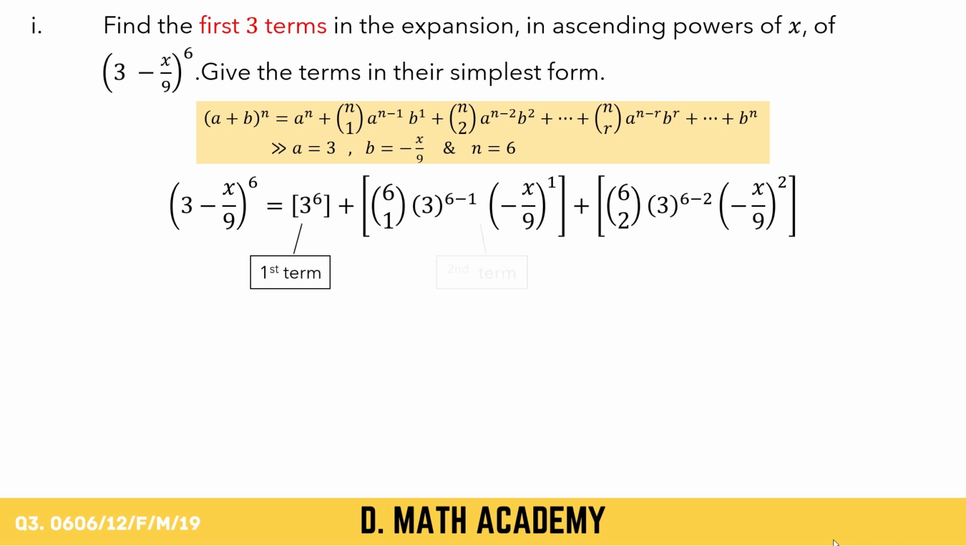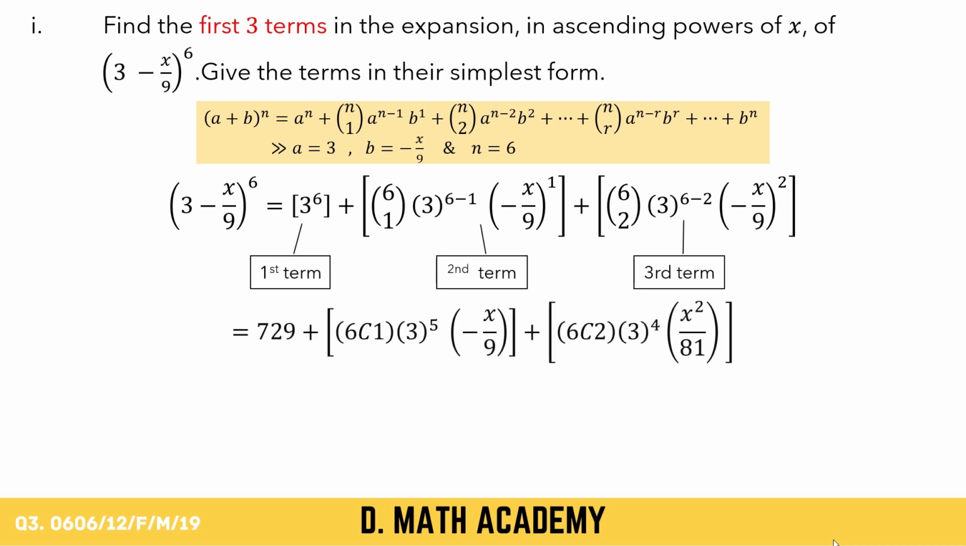Substitute it into the formula, then you will get 3 to the power of 6, which is 729. 6C1 times 3 to the power of 5 times negative x over 9. Then you will get negative 162x. Then you have 6C2 times 3 to the power of 4 times x squared over 81. You will get 15x squared. Okay, reason why I cancel off the negative is because it was being squared, and I changed the 9 into 81. So this will be your first three terms of this question.